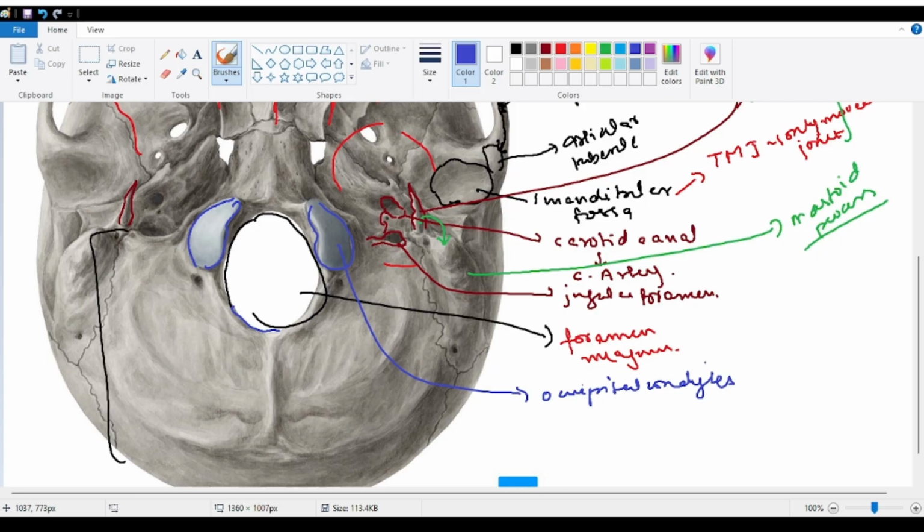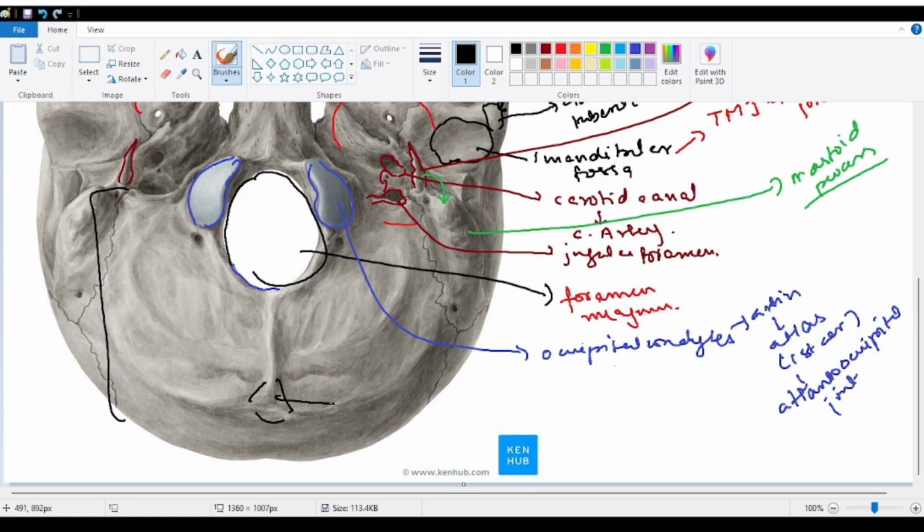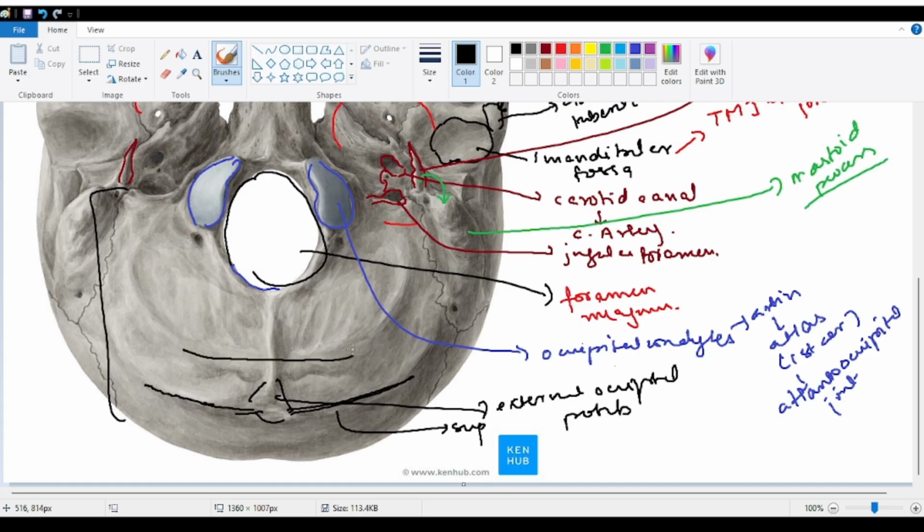These condyles take part in the articulation with the atlas bone, or the first cervical bone, and contribute to the atlanto-occipital joint. Next, on this occipital bone, you can see an important protuberance on the most posterior side. This is known as the external occipital protuberance. Horizontally there is an important line known as the superior nuchal line, and below it are the inferior nuchal lines. Both of these lines also serve as attachment points for muscles.